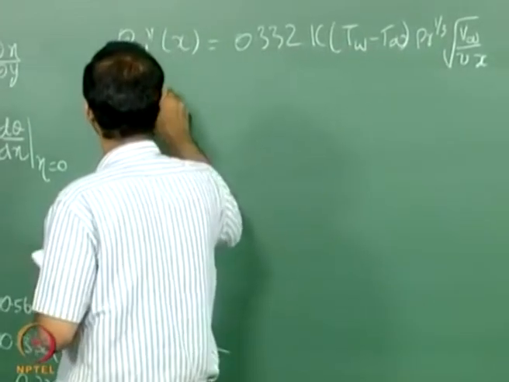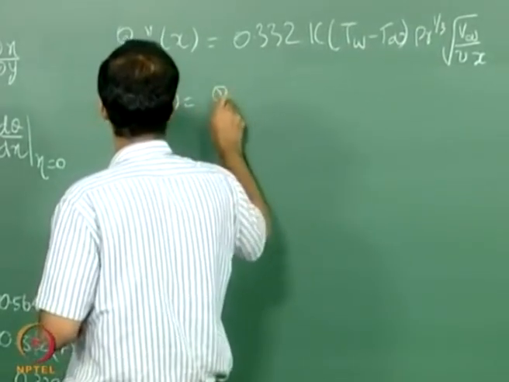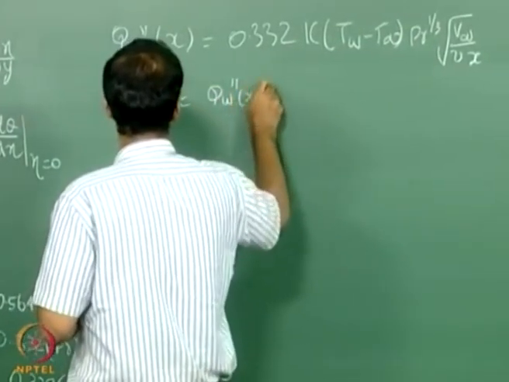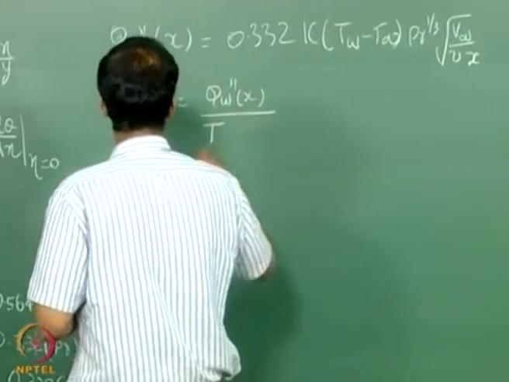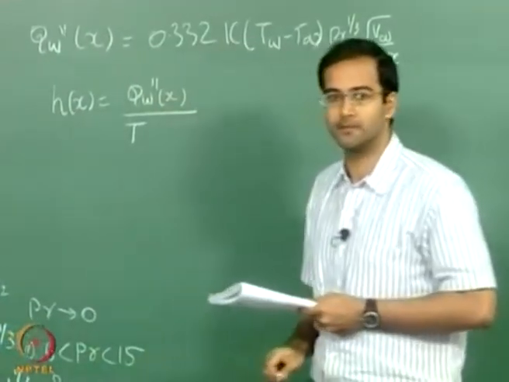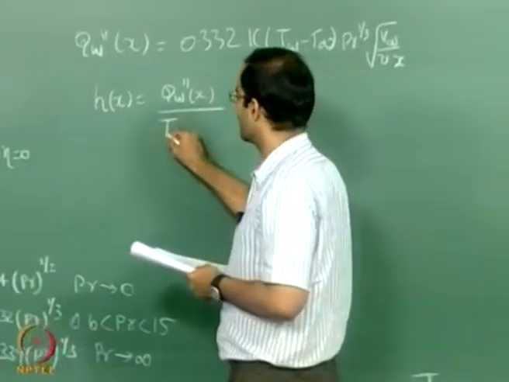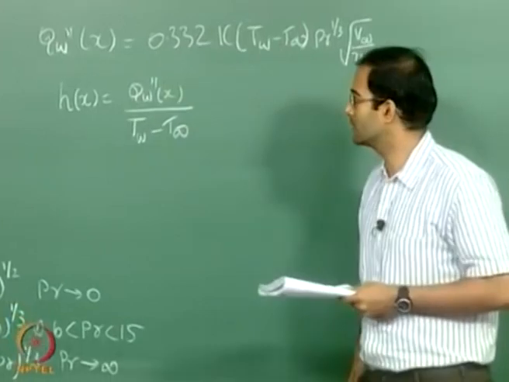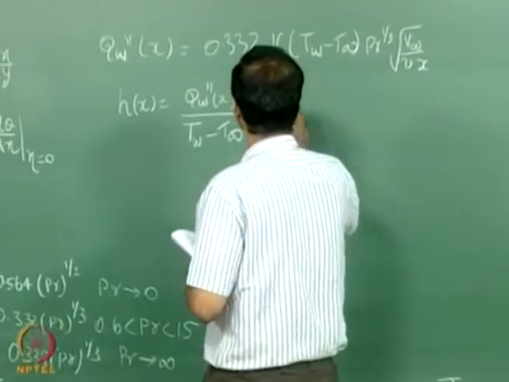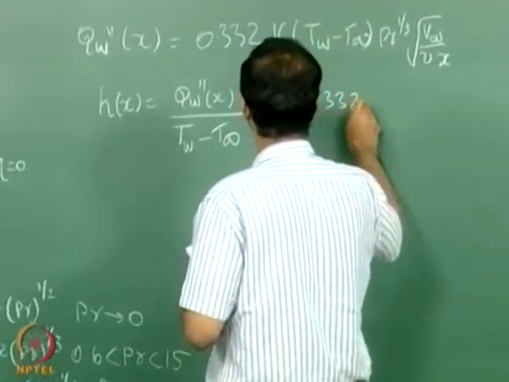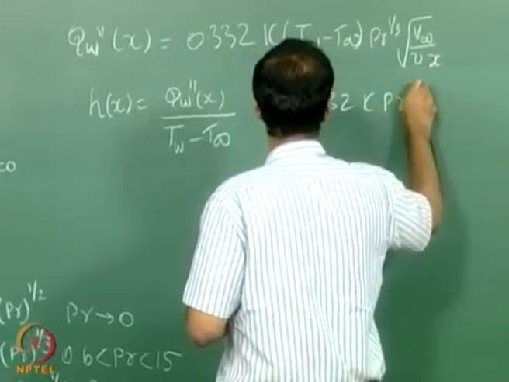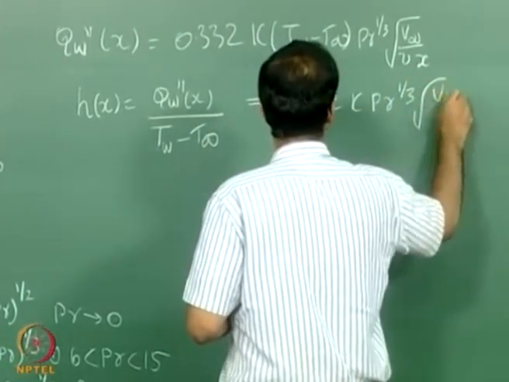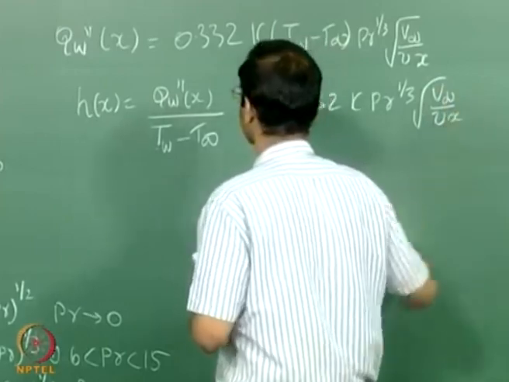Okay, so my heat transfer coefficient as a function of x will be your wall flux divided by, how do I define it, wall temperature minus reference temperature, which is my free stream temperature. So this will be 0.332 k Pr power half square root of u infinity.